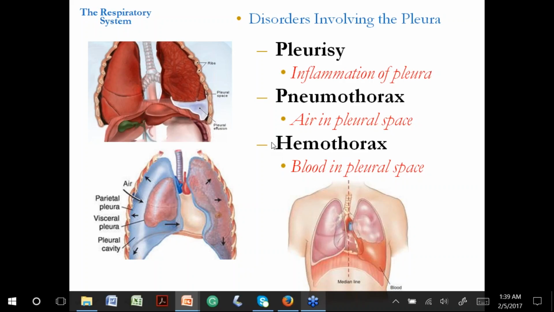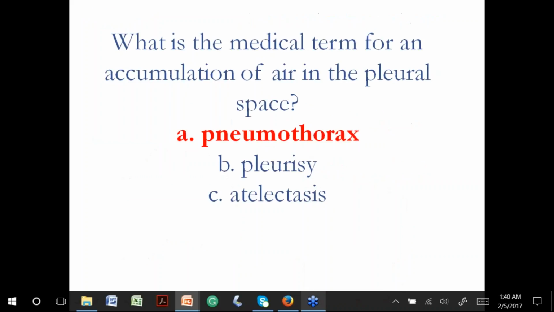Same here, we have the pneumothorax. Pneumothorax, instead of fluid in the pleural cavity. The pleural cavity is the pleural space, the space between the two layers, right? Visceral and parietal. Instead of water, we have air. And what does pneumo mean? Pneumo means air. If you have blood instead of water or instead of air, it's called hemothorax. So we have pleurisy, pneumothorax, and hemothorax.